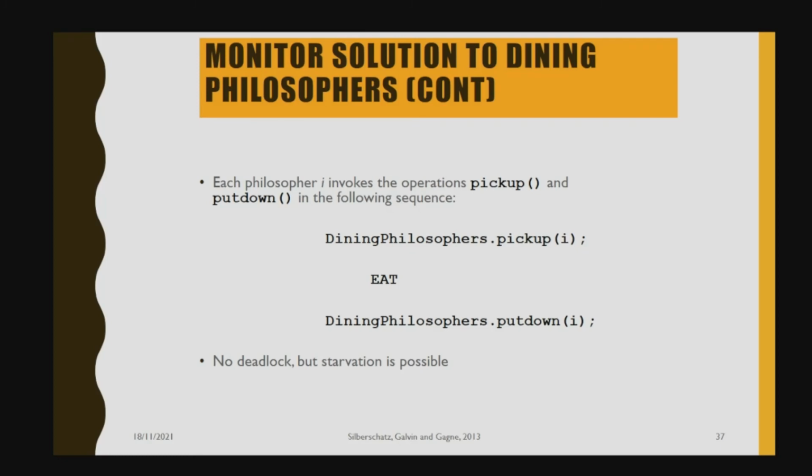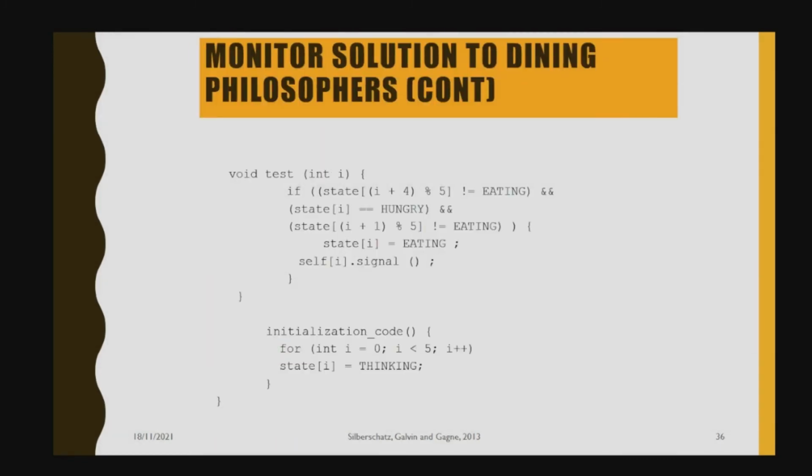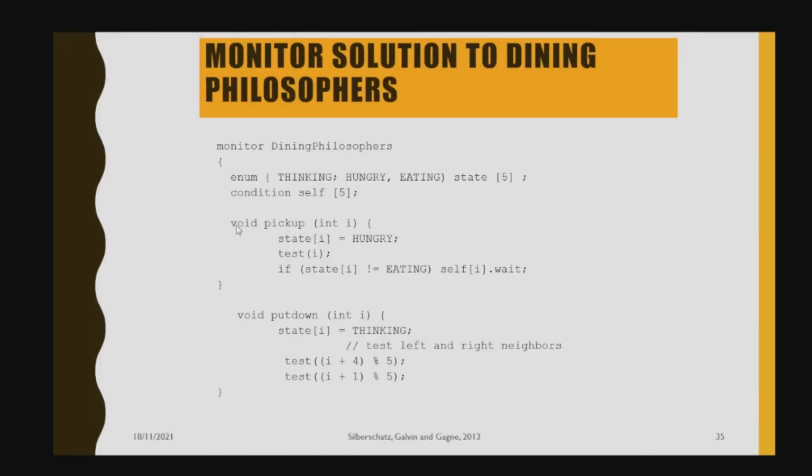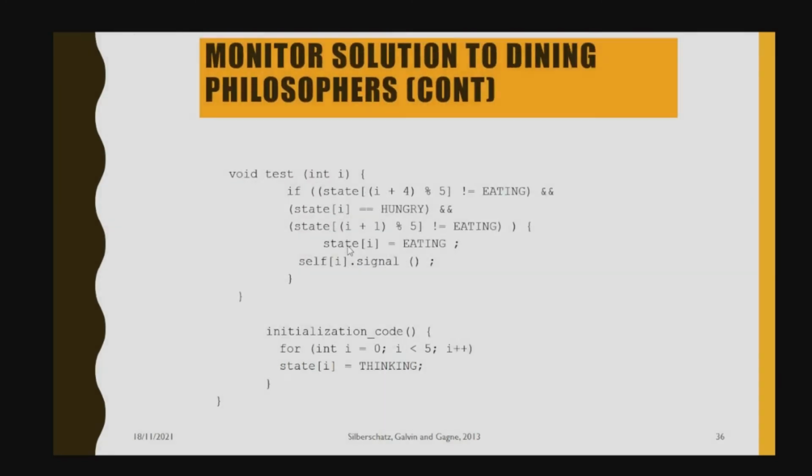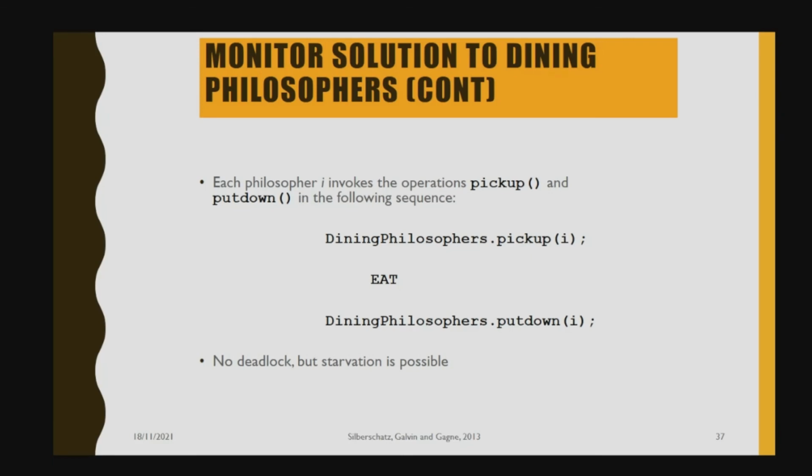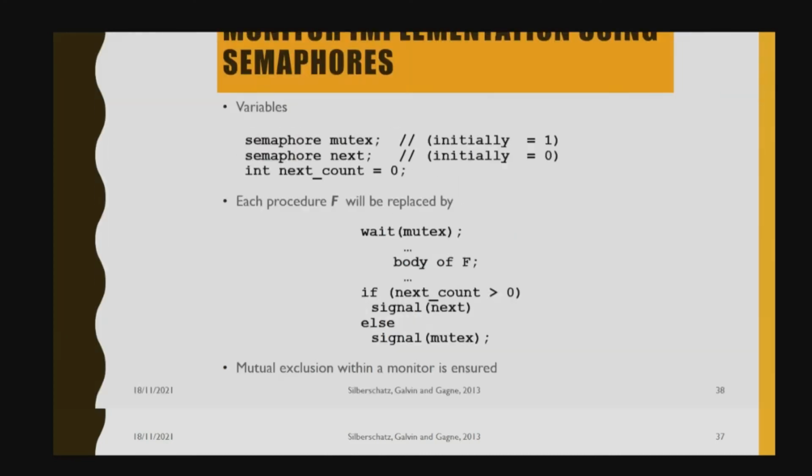So each philosopher i invokes the operations pickup and putdown. You can refer to this code. We have the pickup and the putdown, and we have the i. So diningPhilosophers.pickup(i), it will eat, and diningPhilosophers.putdown(i). So no deadlock, but starvation might be possible in this case.